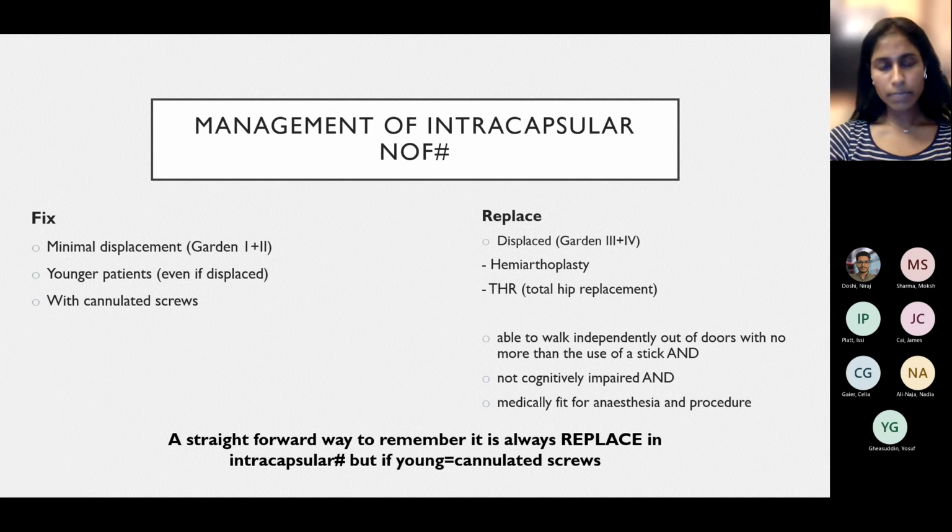When it comes to replacement, you're kind of thinking along the lines of Garden 3 or 4, and there are 2 options here. So you've got hemiarthroplasty and total hip replacement. Does anyone know very quickly when we may choose a total hip replacement over hemiarthroplasty? So there's actually a bit of a criteria that we need to go by and make sure that the patient meets. Any ideas what this could be, or even, guess?